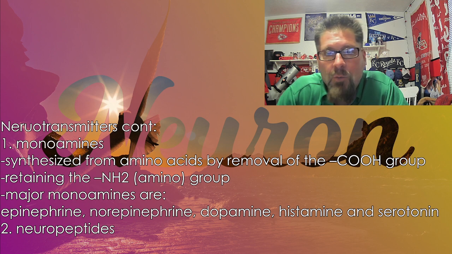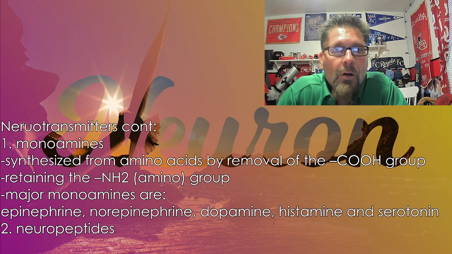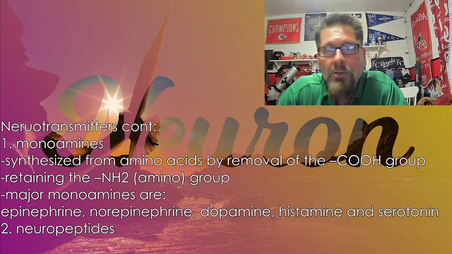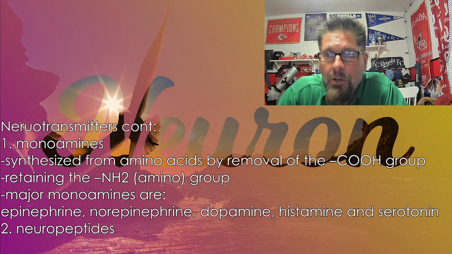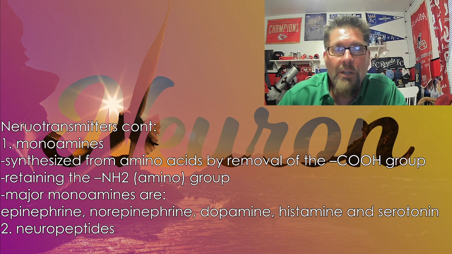But some of the major ones, you can see there: epinephrine, norepinephrine, dopamine, histamine, serotonin. All those are super important neurotransmitters. But again, the idea with neurotransmitters, as we looked at in synapse, is these are released at the end of the axon, and that's what signals the next neuron what the message is. And so let's look at some examples of neurotransmitters.